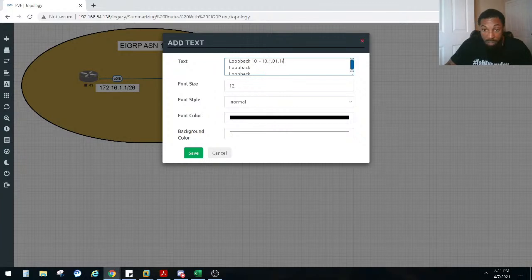10.10.1.1/24. And loopback, who's the other guy? Loopback 20 is going to be 10.20.2.1/24. And then the other guy is going to be loopback 30, 10.30.3.1/24.